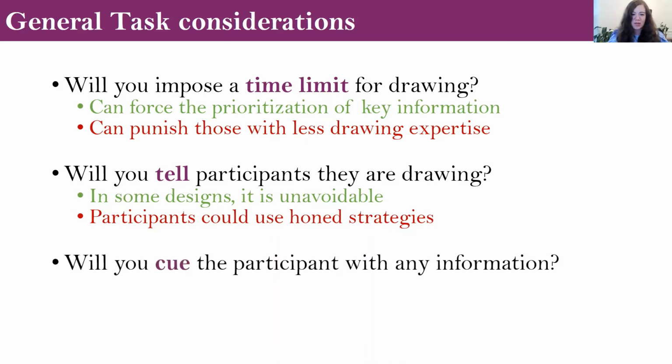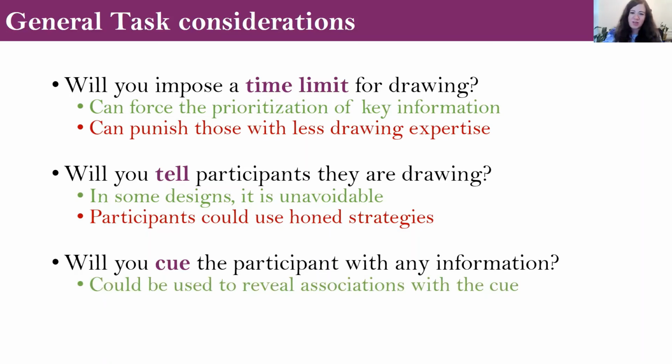Another thing to think about is, will you cue the participant with any information? This could potentially be used to reveal participants' associations with the cue. So potentially introducing a cue might be an important part of your question. But otherwise, free recall often presents less bias. So instead of saying draw the living room, just say draw what you remember. Because if you tell them draw the living room, they might produce rich detail like we saw in that category drawing just a few slides ago.